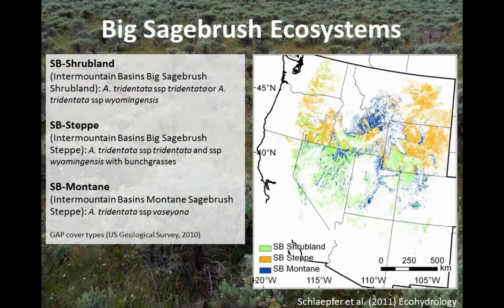Generally, the montane is higher elevation and tends to be dominated by Basiana. The other two are lower elevation and do have some distinguishing features. A couple of the studies that we'll talk about later will refer to differences among these subspecies or ecosystem types, and this just gives you a feel for where they're distributed across the range.